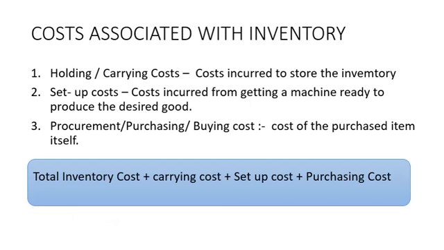In this lesson, we are going to study costs associated with inventory. The classical inventory analysis identifies three major cost components. First being the holding cost or the carrying cost. Secondly, the setup cost. And third, and the most important one, is the procurement cost or purchase cost or buying cost. So let us understand the concept of each of these costs in detail.